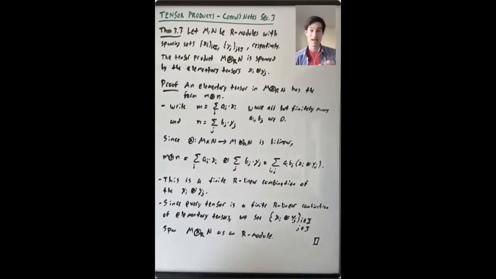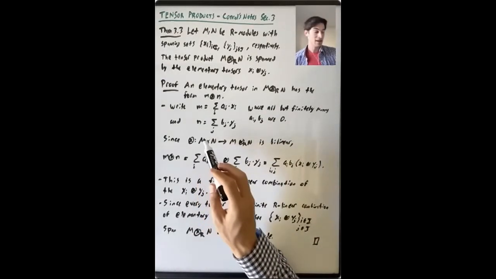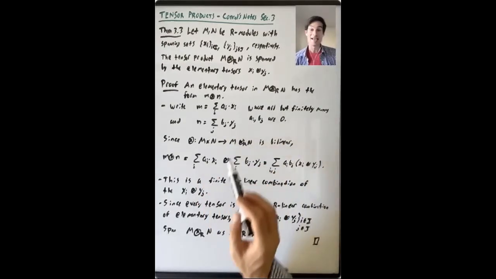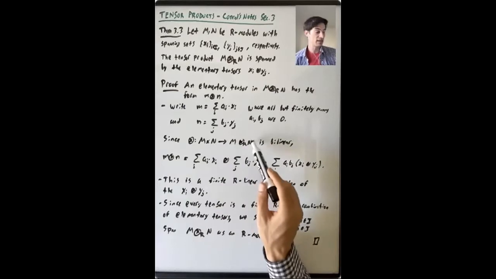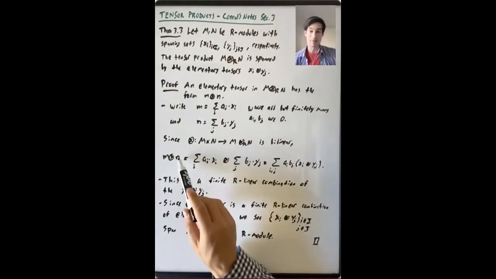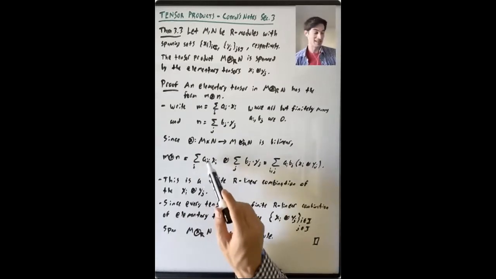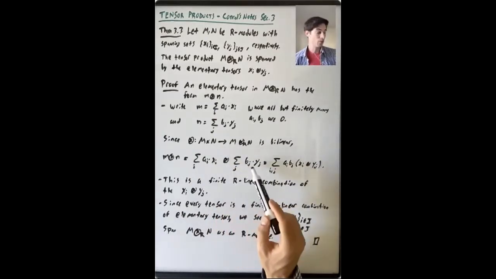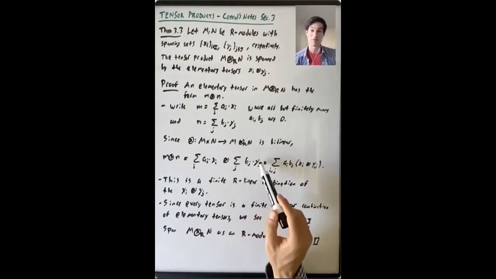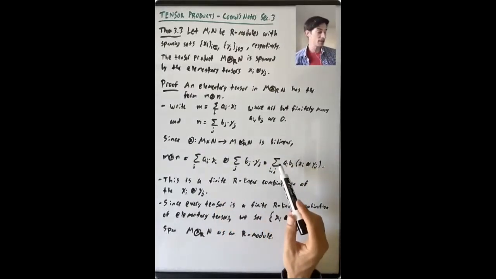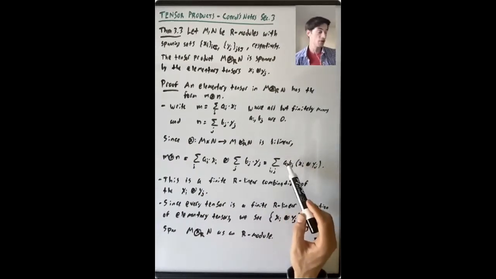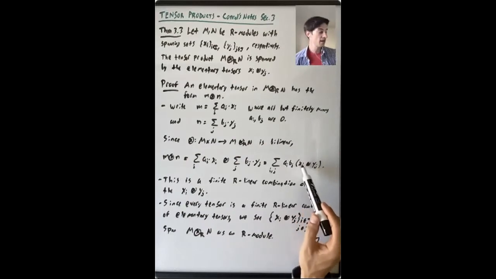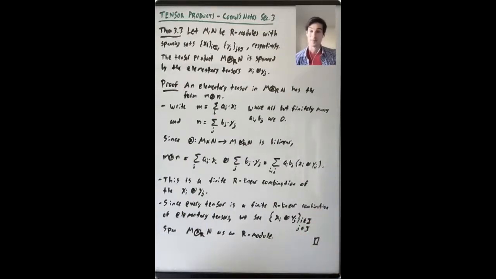And since taking the pair m comma n to m tensor n is a bilinear map from M cross N to the tensor product, well, then what is m tensor n? Well, what is m? It's the sum of a_i times x_i. And what is n? It's the sum of b_j times y_j. But this is equal to a sum over all pairs i and j of the ring element a_i times b_j times the elementary tensor x_i tensor y_j.